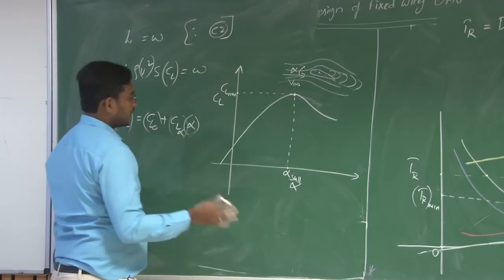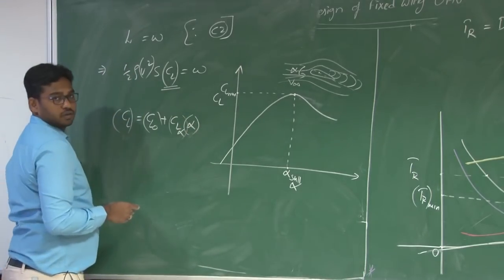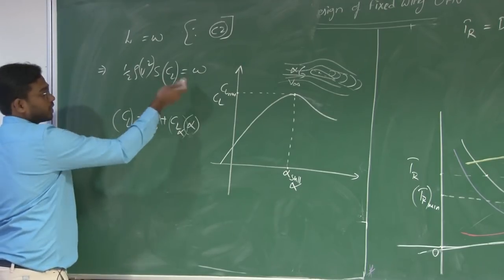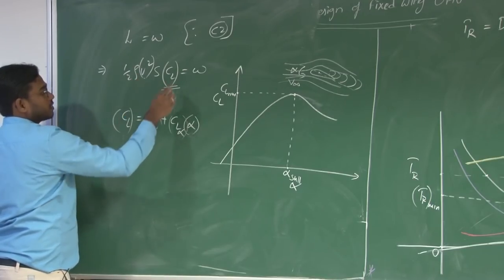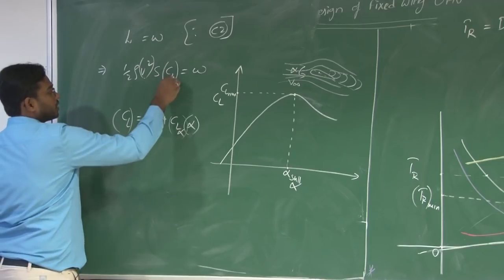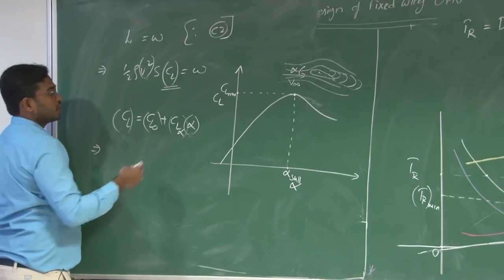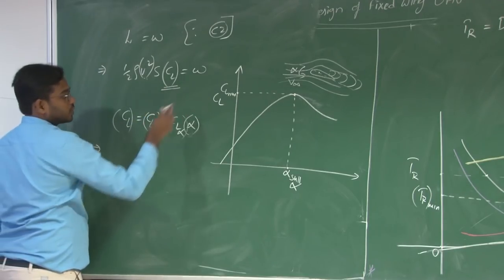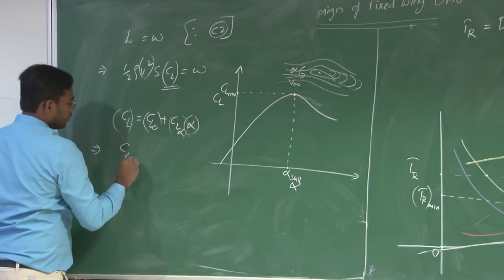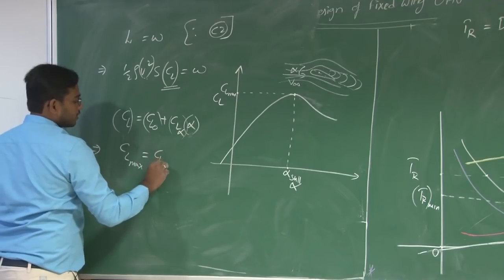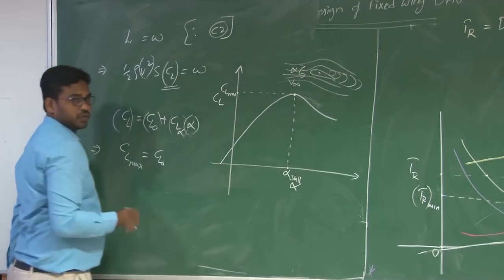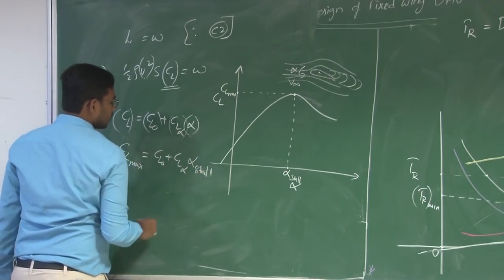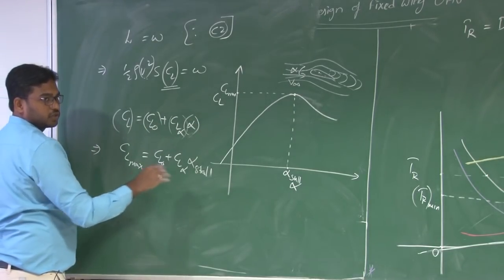So one condition is that your CL should not cross this CL max, right? During level flight, the minimum velocity is constrained by CL max as well, right? The higher the value of CL, the lower the velocity required. Now, the upper limit of this CL is the CL max, which is obtained at alpha stall. So I can write CL max, assuming a linear relationship, although it is not linear, but for the time being let us assume it, as CL alpha into alpha stall.